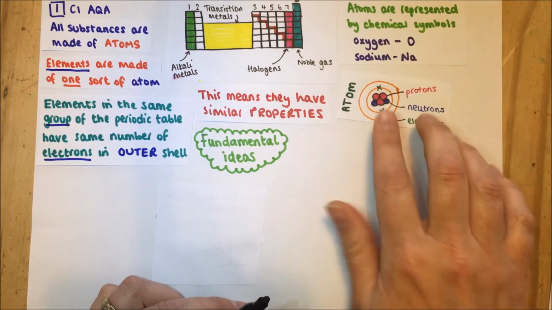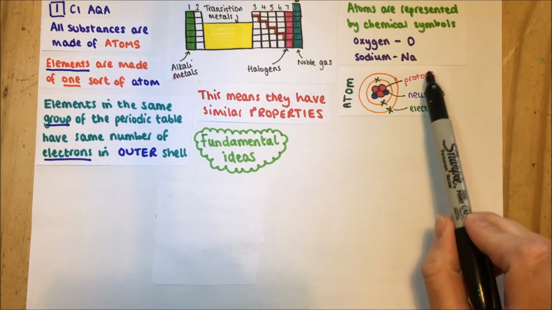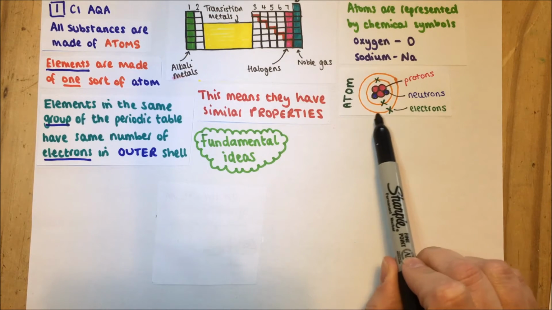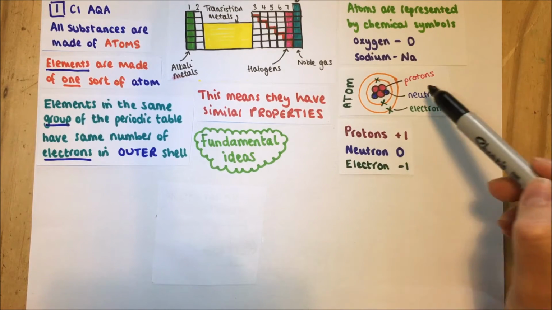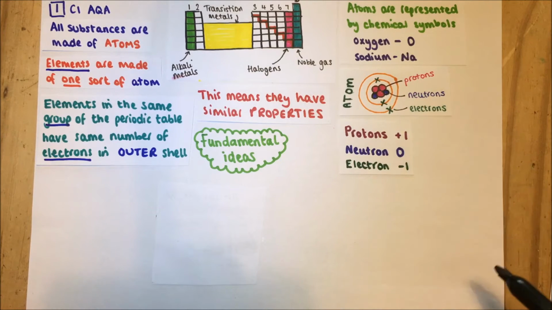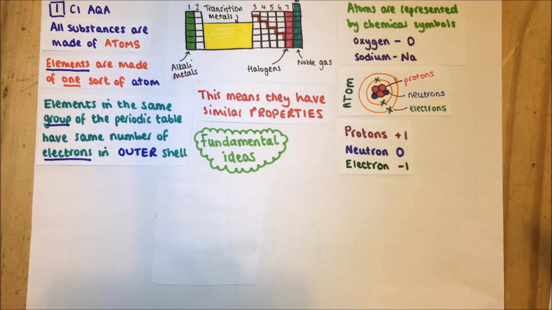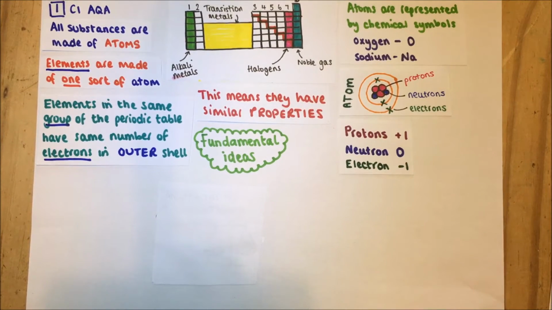An atom, you should be familiar with the structure of an atom. So it's made of a central nucleus with protons and neutrons, and the electrons orbiting the nucleus in shells. Okay, and you need to know the charges of those. So protons are positive, that's a positive charge in the nucleus. Neutrons have no charge at all. So overall, the nucleus is positive, and in the shells around the outside, you've got negative electrons. So negative electrons orbiting that positive nucleus.